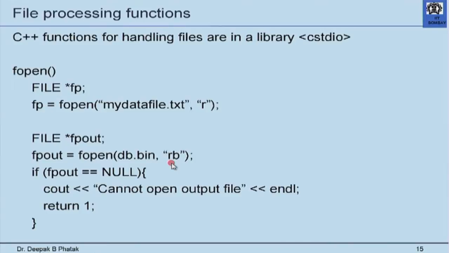So somebody has already written the data there. b means it is a binary file. It means it can be directly accessed. Here again, the fpout, the pointer, may or may not have a proper value depending upon whether open succeeded or not. And I can say if fpout == NULL, then I say cannot open output file.